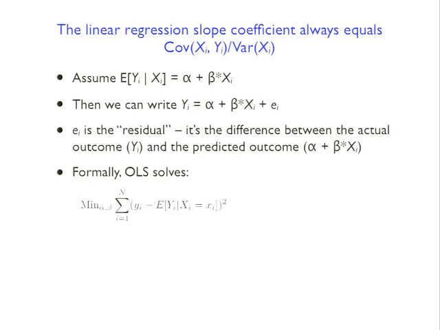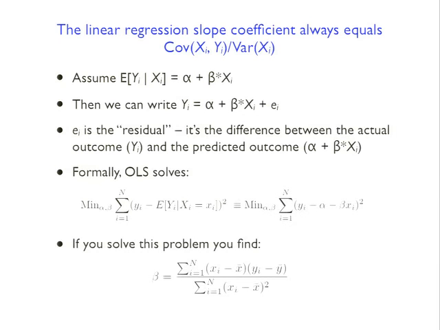And that's, of course, equivalent to minimizing the sum of y_i minus the conditional expectation of y given x. And we can also substitute in alpha plus beta x there for the conditional expectation function. So it turns out that if you solve this problem, then what you'll find is that beta is equal to the following thing. So it's equal to the sum over i from 1 to n of (x_i minus x bar) times (y_i minus y bar), divided by the sum from i equals 1 to n of (x_i minus x bar) squared.